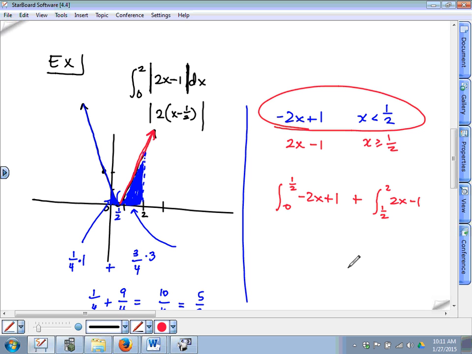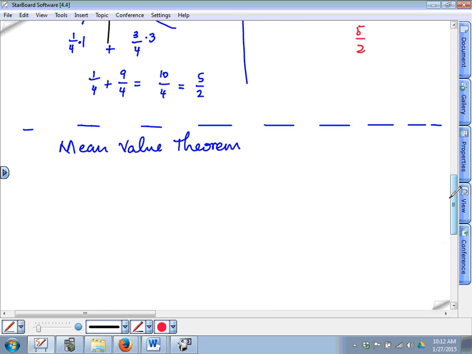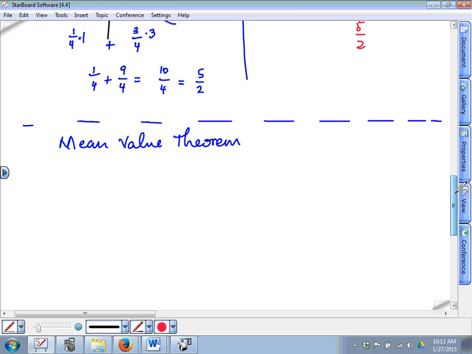Here is the fundamental theorem of calculus for both. You have to turn it into piecewise functions. Just for sake of time, we don't really have time, but if you were to figure out these definite integrals and add them together, you would get 5/2. That's an algebraic way to do absolute values. Anyway, I know that's kind of quick.